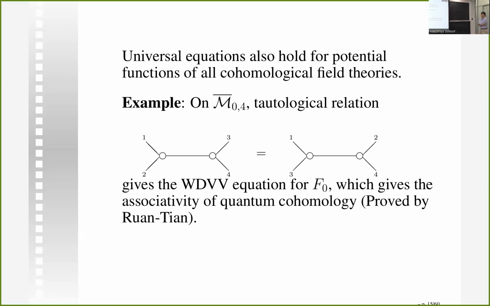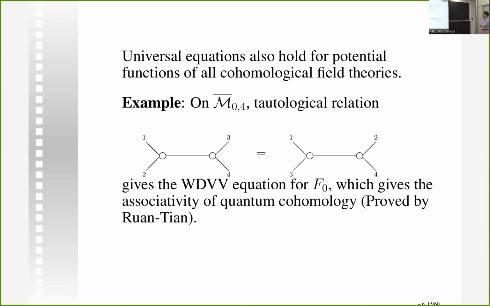So we can take a simple example. If we look at M04 bar, this is just isomorphic to a P1. Now we have three boundary classes, which is represented by a nodal curve with only one node.